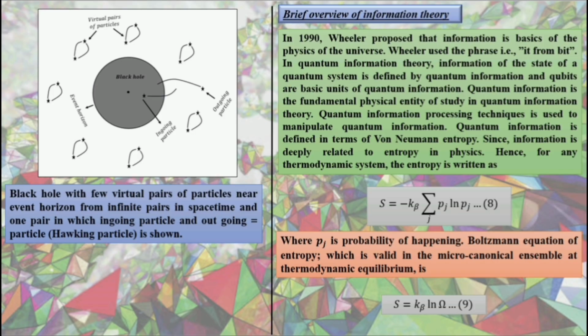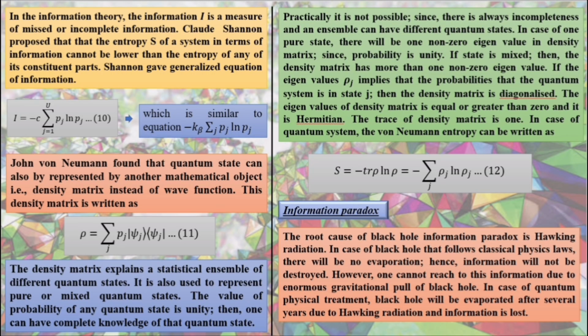Information is deeply related to entropy in physics. Hence, for any thermodynamical system, entropy is written as S is equal to minus k_B summation over j of P_j ln P_j, where P_j is the probability of happening. The Boltzmann equation of entropy, which is valid in the microcanonical ensemble at thermodynamic equilibrium, is S is equal to k_B ln omega. It means the number of microstates corresponding to macrostates.